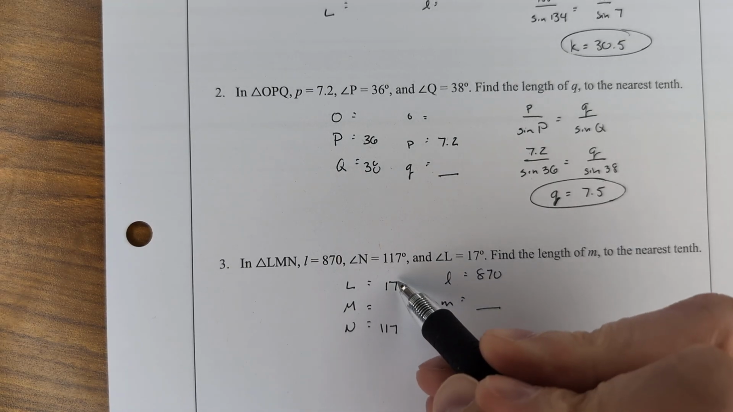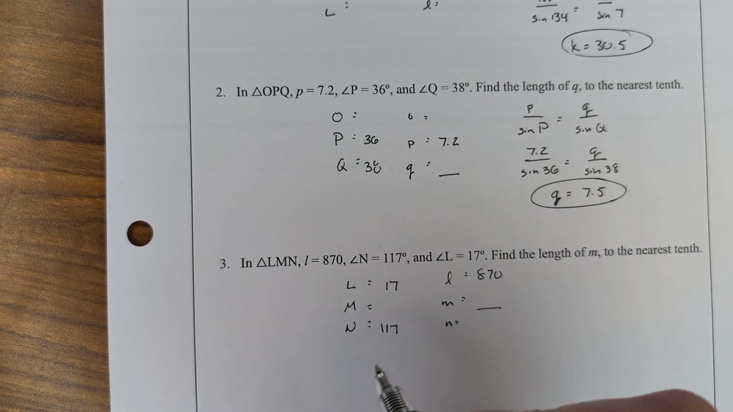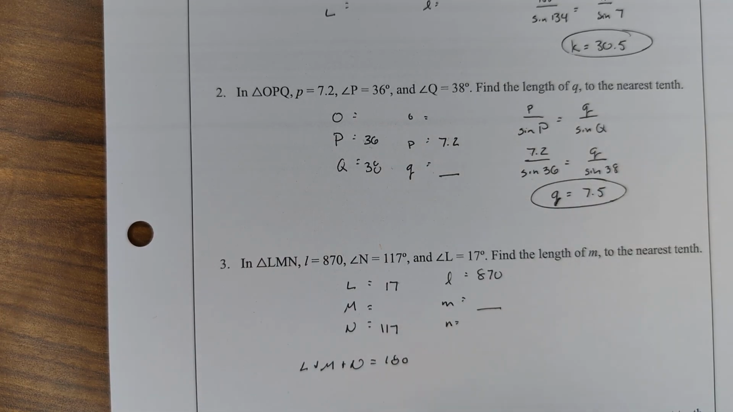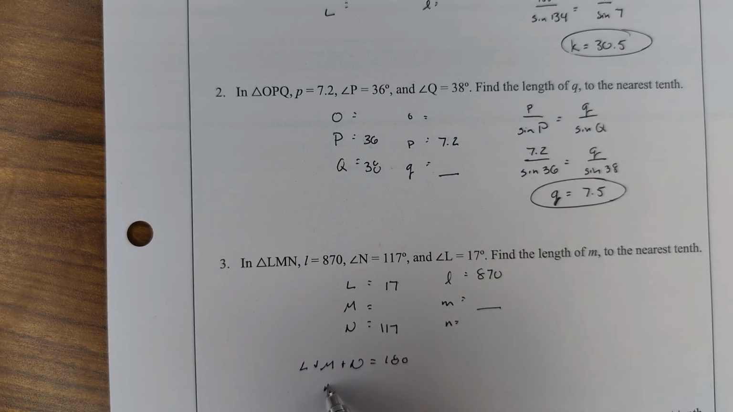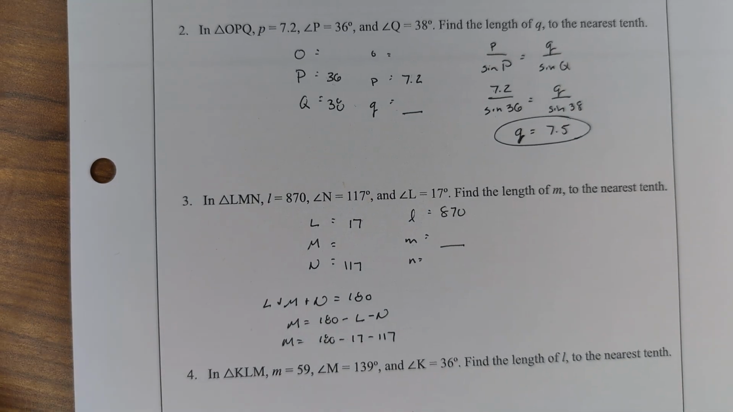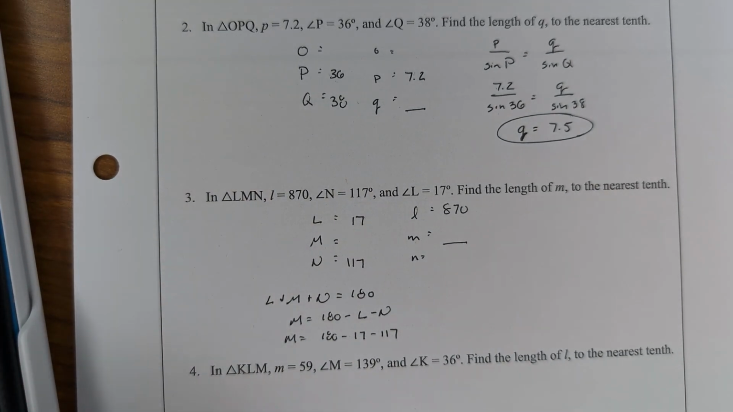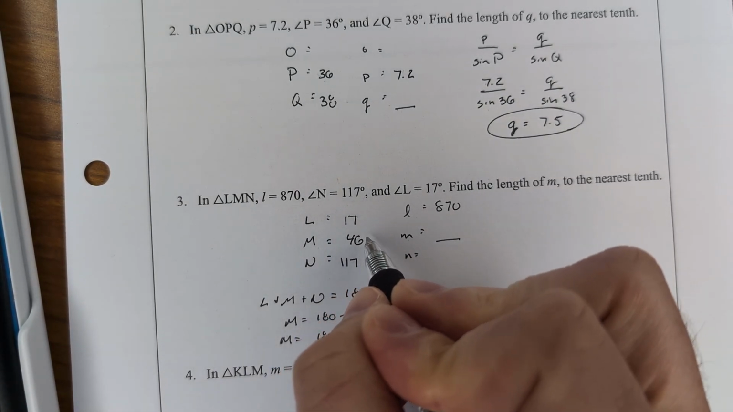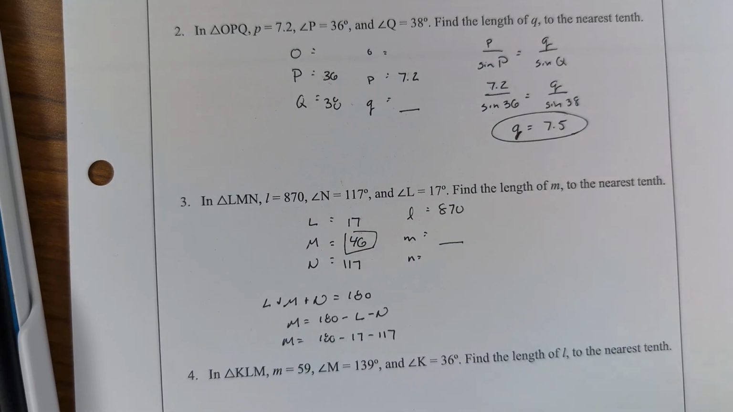Luckily, I can do that because, like I mentioned before, all three angles in a triangle have to add to 180. So I know that L plus M plus N has to be 180. So if I want angle M, I can just take 180 minus L minus N. So M is going to be 180 minus 17 minus 117. So even though I don't directly need it, I know that that angle has to be 46.